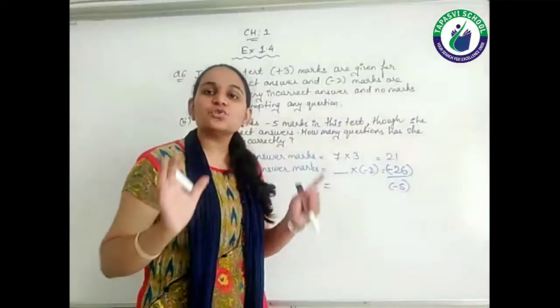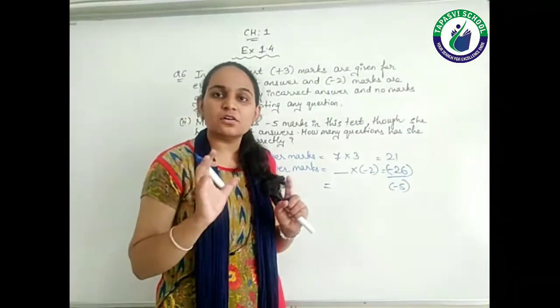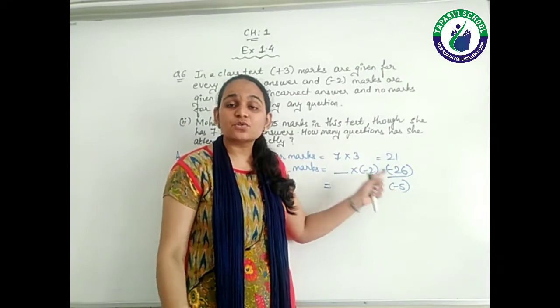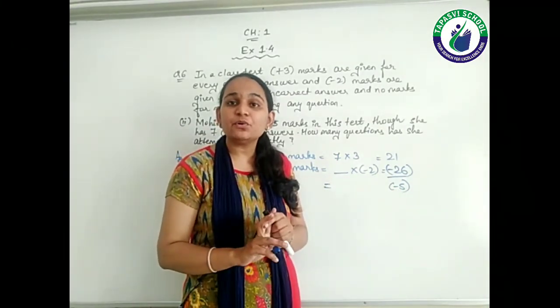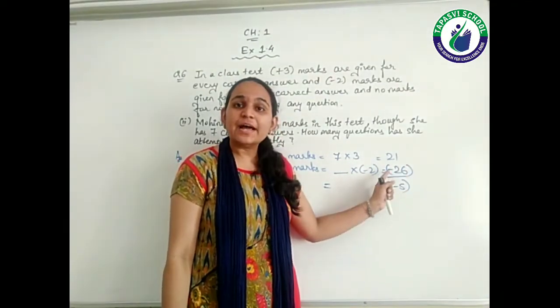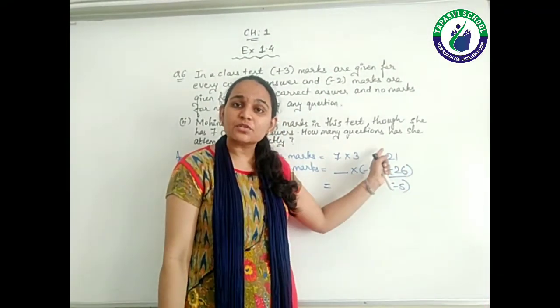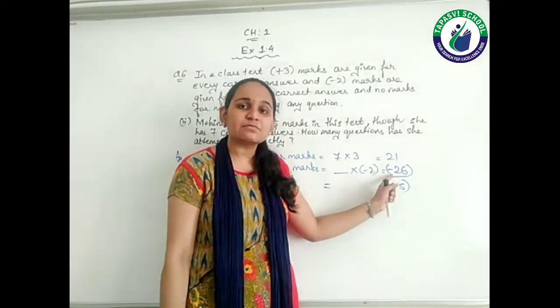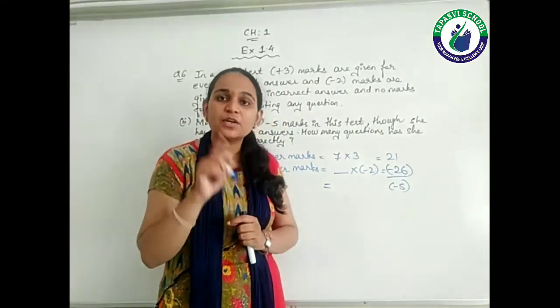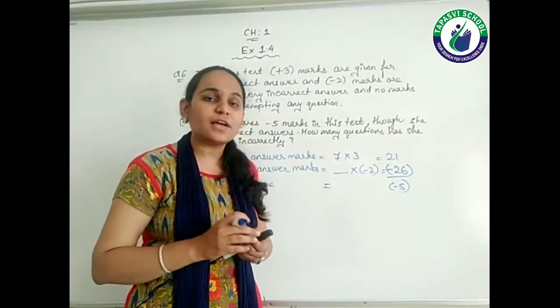Now just use your addition and subtraction rules. See, 21 is positive, 26 is negative. So one positive and one negative, what do we do? We do the subtraction. So 26 minus 21, we get 5. And 26 is the greater number of these two numbers, so whatever the sign of 26 will be given to this solution. So here you get minus 5. I hope now you can understand how the minus 5 comes.